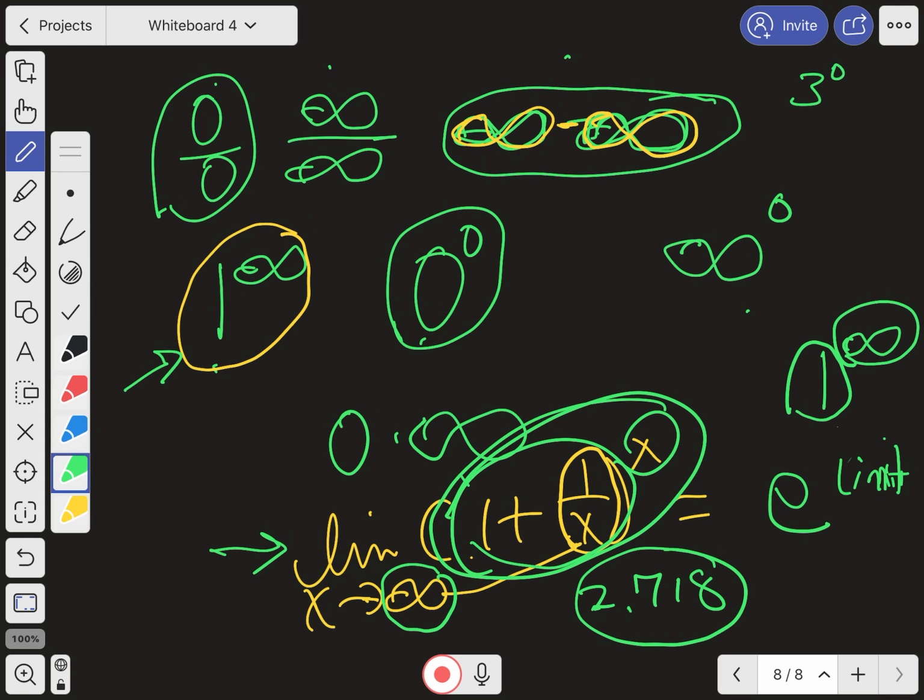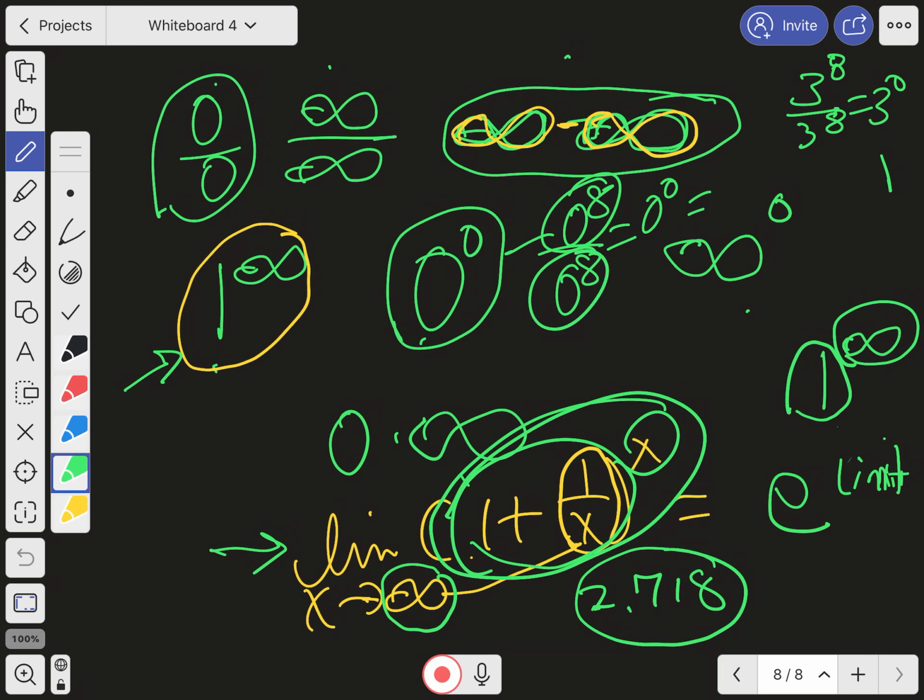For instance, if you have 3 to the 8th over 3 to the 8th, that's 3 to the 0, which is definitely 1. But if you have 0 to the 8th over 0 to the 8th, you get 0 to the 0, which is the same thing as 0 over 0, which is one of our 7 indeterminate forms.